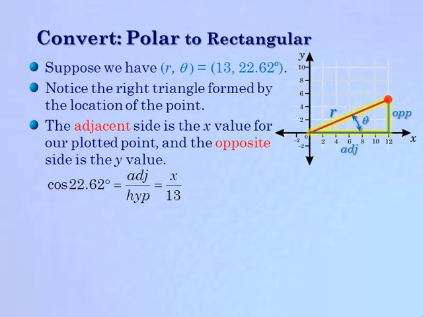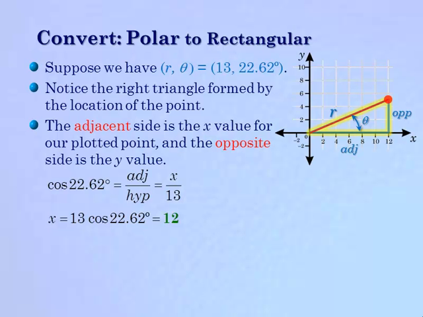So let's look at the adjacent side. We know that there's a ratio called the cosine ratio, which is the adjacent side divided by the hypotenuse length. The hypotenuse of the triangle is r, and the adjacent is the x value that we're looking for. So we can set up the equation and solve for x. We know that x over 13 equals the cosine of 22.62. We can put that in our calculator, and 13 times the cosine of 22.62 will equal 12. So our x value will equal 12.